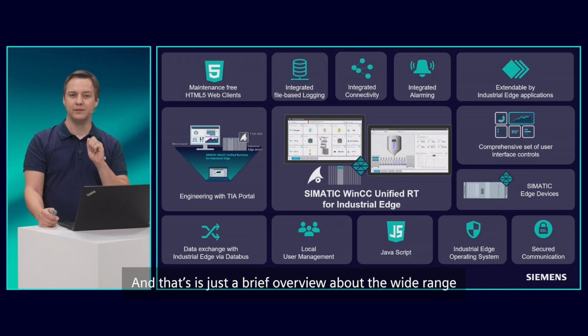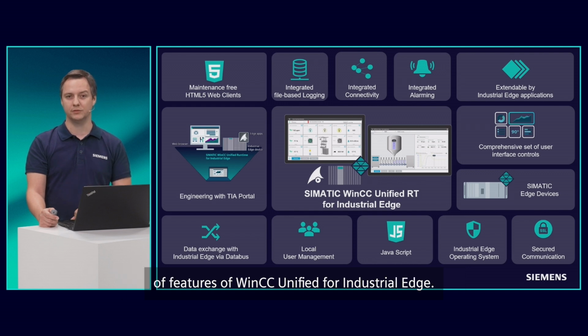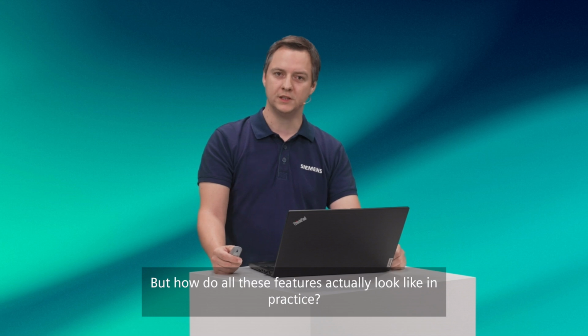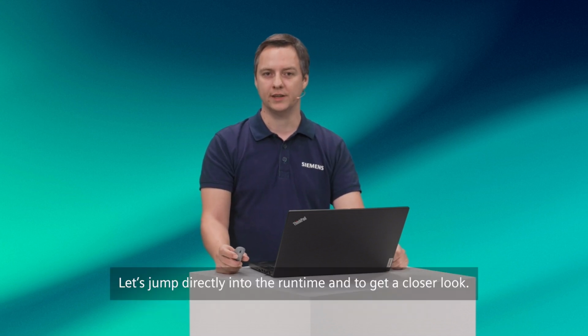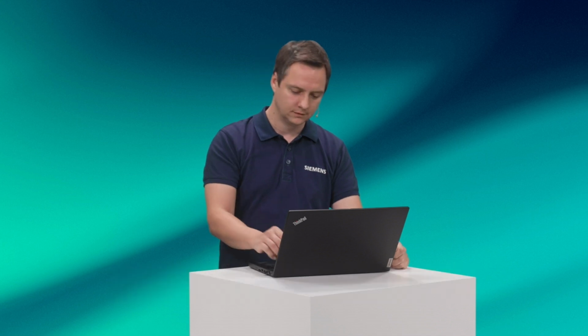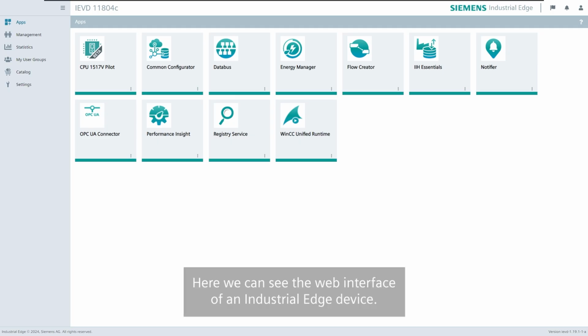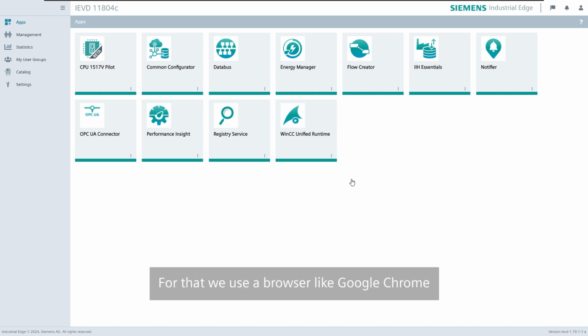And that's just a brief overview about the wide range of features of WinCC Unified for Industrial Edge. But how do all these features actually look in practice? Let's jump directly into the runtime and get a closer look. Here we can see the web interface of an Industrial Edge device. For that, we use a browser like Google Chrome or Microsoft Edge on a PC, tablet or smartphone.